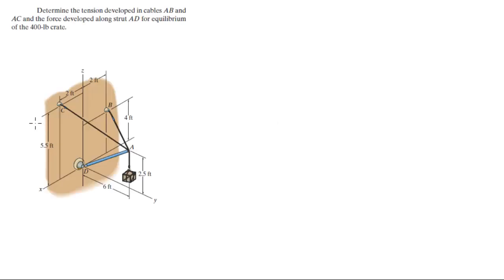Alright guys, let's do this problem which says determine the tension developed on the cables AB and AC and the force developed along the strut AD for equilibrium. So look at the tensions right here at A. You got a tension going up here, you got a tension going up here, this one's obviously going up and this one's going down. So this is basically our free body diagram.